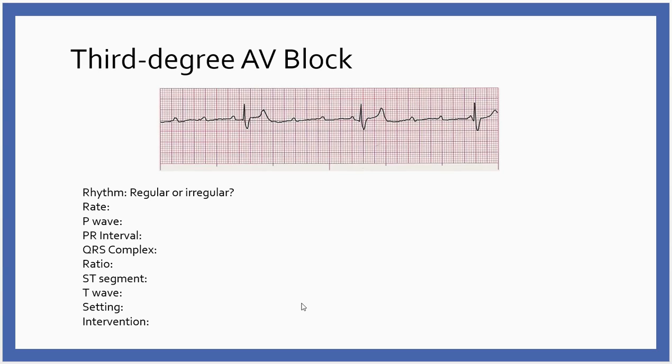If it's a heart attack, then the patient needs to go to cath lab, and we're going to try to reperfuse. If it's a degeneration of the conduction system, they're going to require a permanent pacemaker in order to have decent cardiac output. So this is kind of scary.